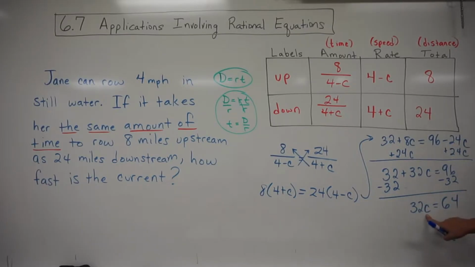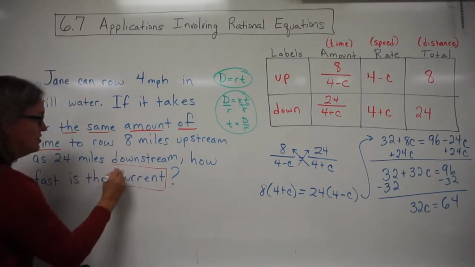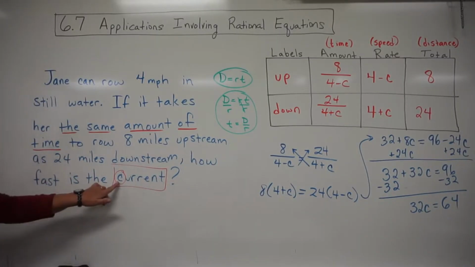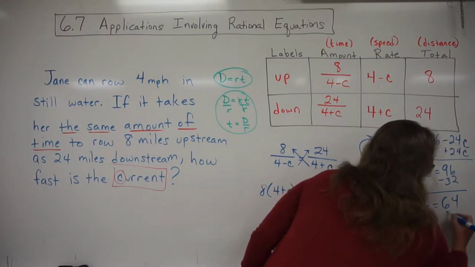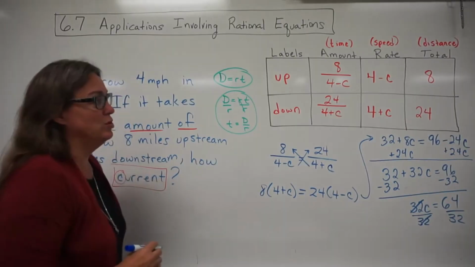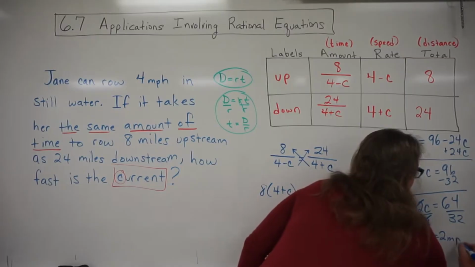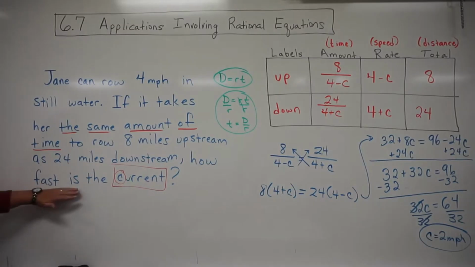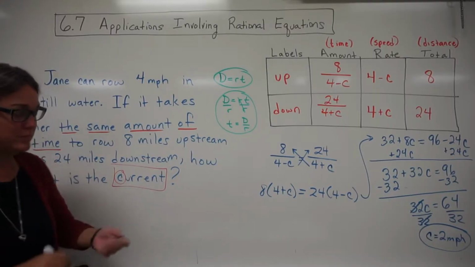And in order to isolate c, which is what we're trying to solve for, how fast is the current? I use the variable c as a suggestive variable in order to remember I was talking about current. When we divide both sides by 32, we find that c is equal to 2, which is what this fraction reduces to. And the units there are in miles per hour. The question is, how fast is the current? The current is 2 miles per hour.